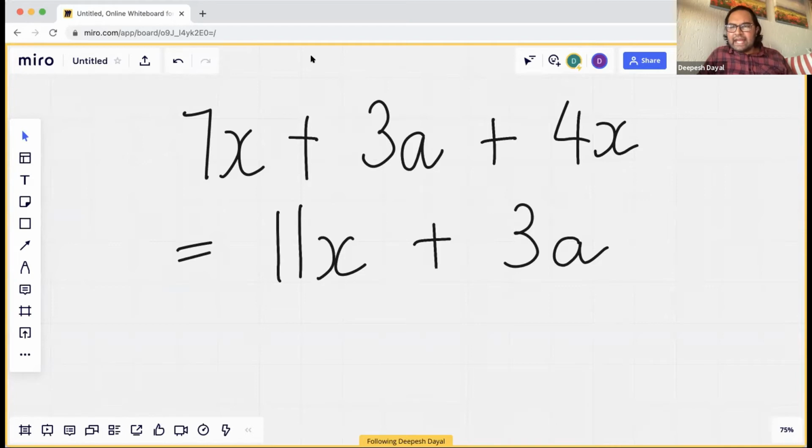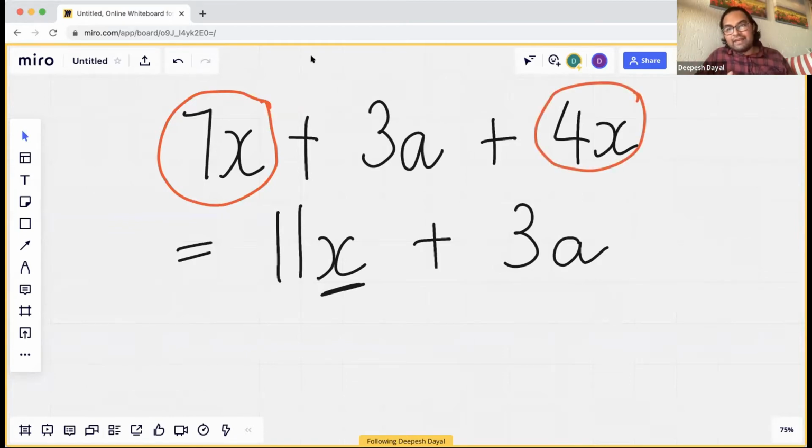Somebody said 14x. Is that correct? What happens to the a then? Okay, so the answer just stays like this, 11x plus 3a. Remember we said we only add terms when they are alike. So here we have x. Let's circle the same like terms. 7x has a friend with 4x. But 3a, it's a. A is different to x.